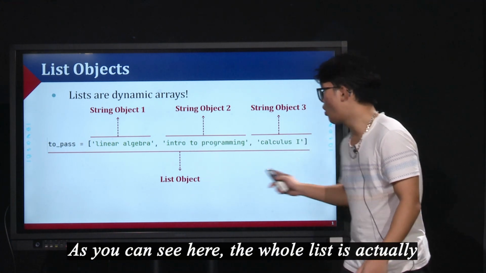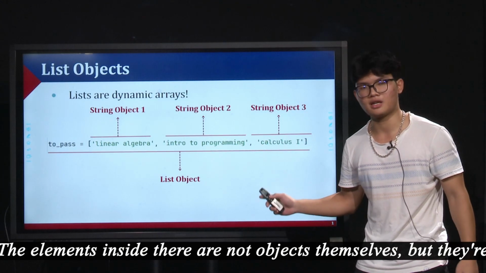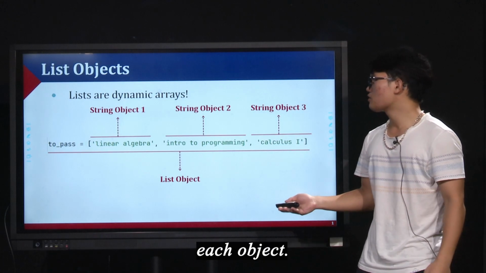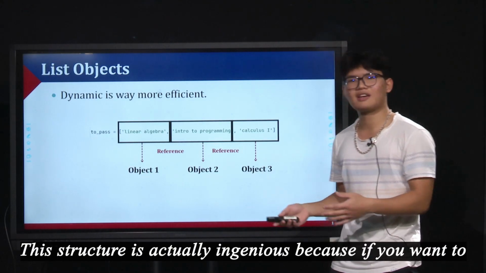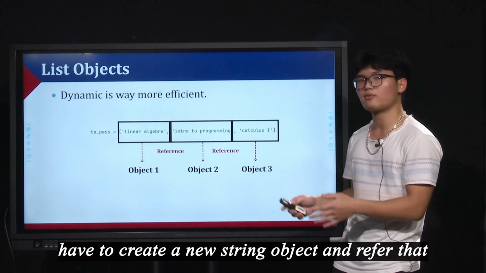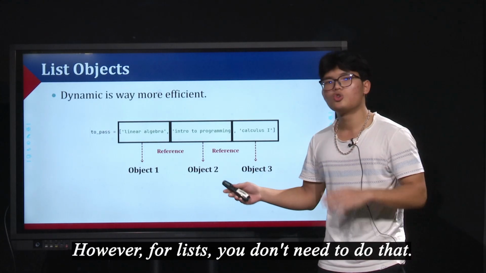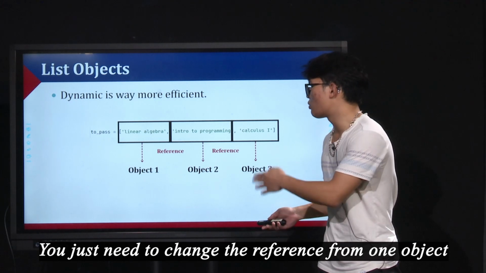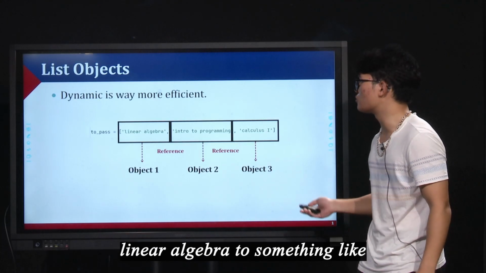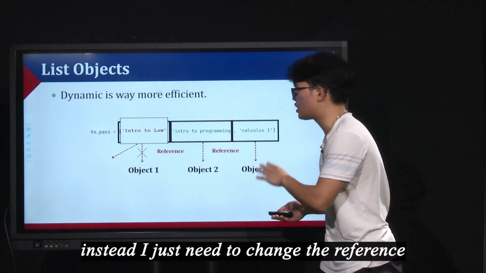As you can see here, the whole list is actually a reference to a list object, and the elements inside are not objects themselves, but just references to each object. This structure is actually ingenious because if you want to change a string variable, you have to create a new string object and refer that variable to the new string object. However, for lists, you don't need to do that. You just need to change the reference from one object to another. For example, here I want to change the first element, linear algebra, to something like intro to law. I don't have to create a new list object, but instead I just need to change the reference from one object to another object.